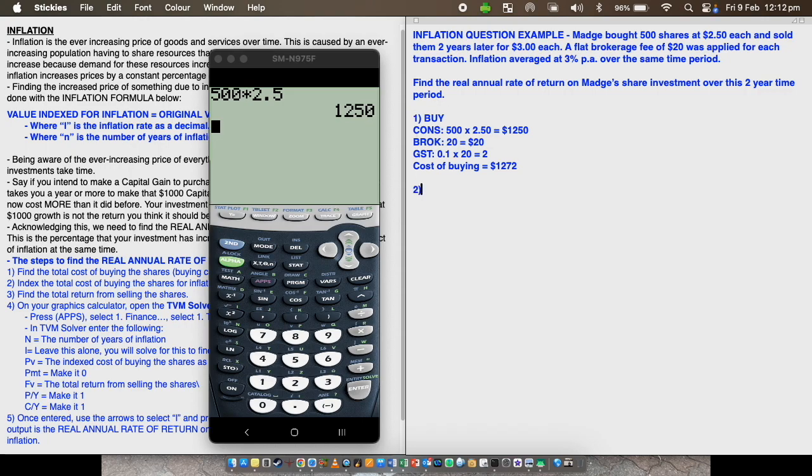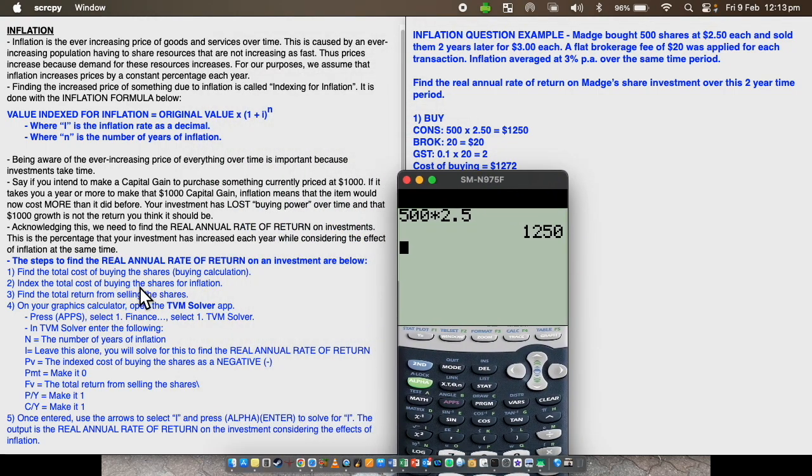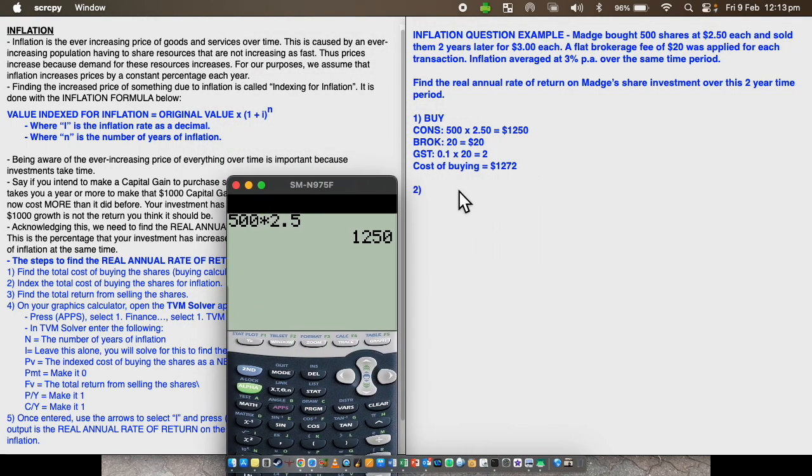Step 2. Index the total cost of buying the shares for inflation. You have an inflation formula here. So indexed value equals the original 1272 times 1 plus, what's the inflation rate in the question? What is that as a decimal? 0.03, and I'm raising it to the power of, how many years was it inflating for?